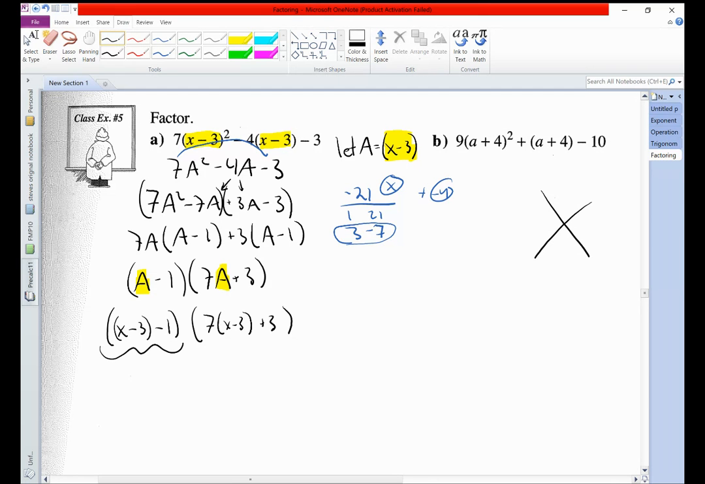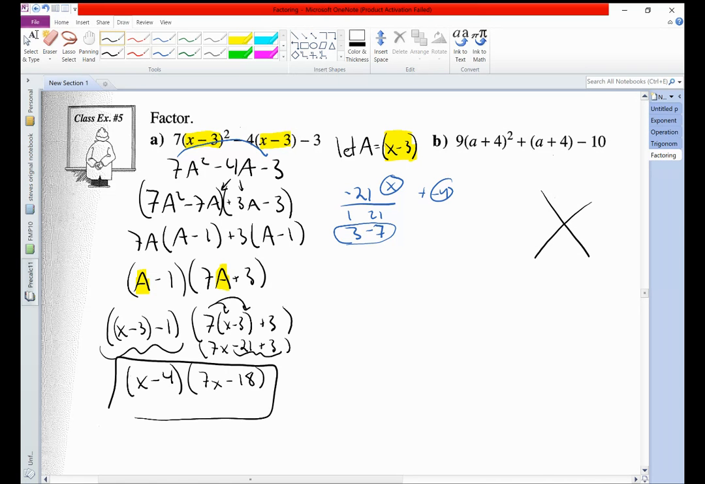So in the first one, we have x minus 3 minus 1. So negative 3 minus 1 is going to make this x minus 4. And the next one, we're going to factor in this 7 so that I have 7x minus 21 plus 3. And then I can say, well, 7x, I can't combine with anything. Negative 21 plus 3 is going to give me negative 18. There we go. Those are the two factors right there.